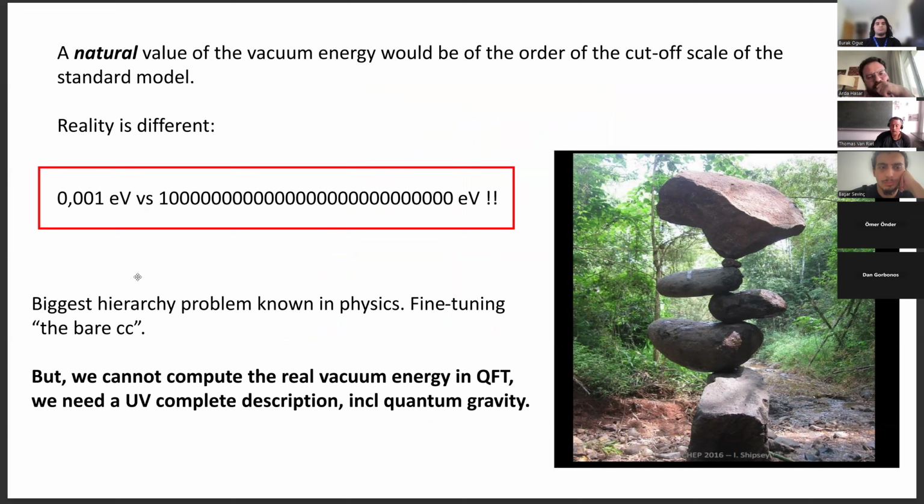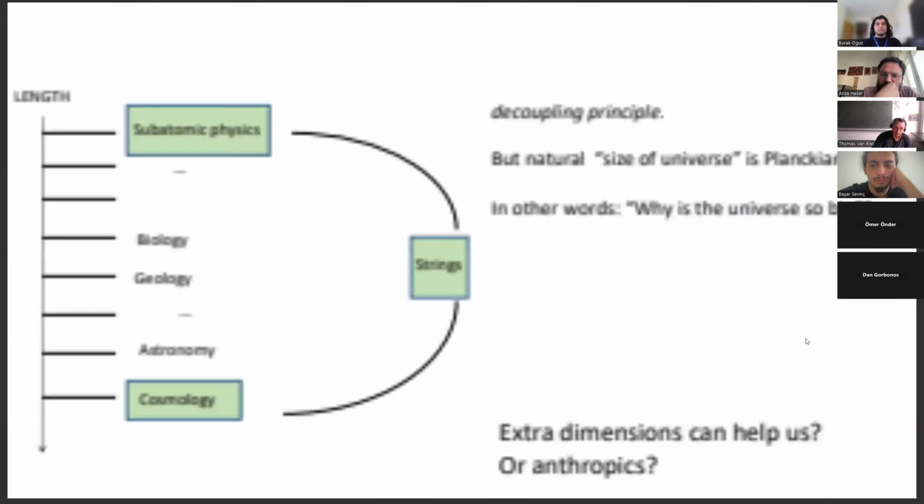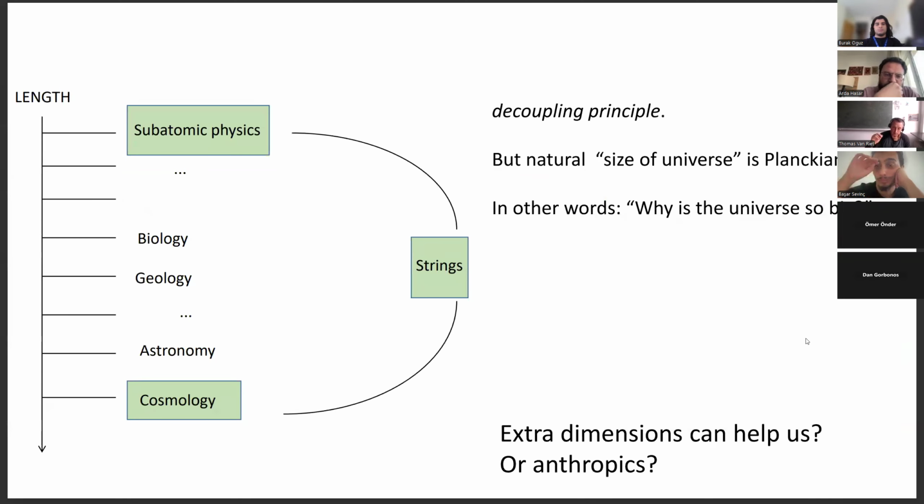And so I think what we are learning is that it's very difficult to say something sensible about vacuum energy in quantum field theory. What you really need is a theory of all energy scales. So you need to have a UV complete description that includes quantum gravity, right? And so I think, more importantly, what humanity is facing with these questions is sort of a lack of the decoupling principle in a way.